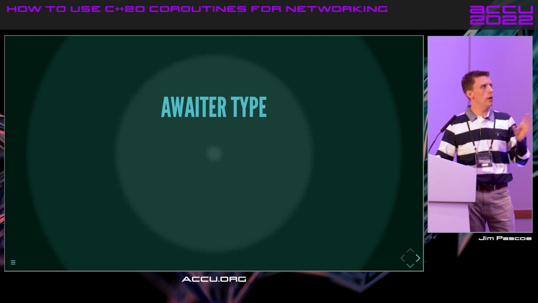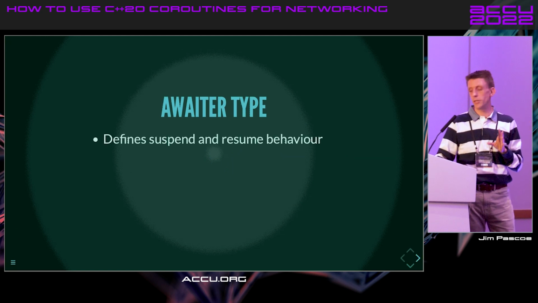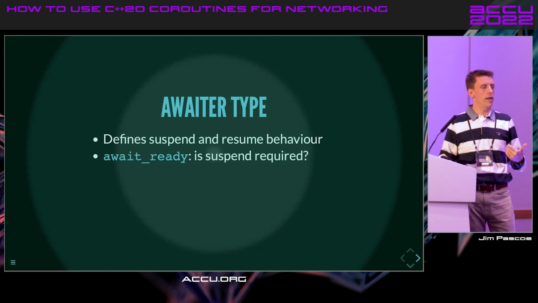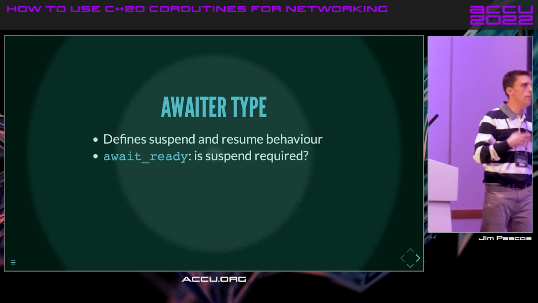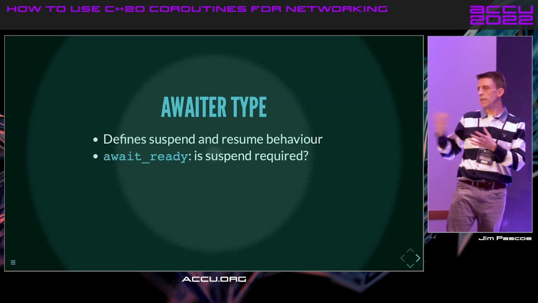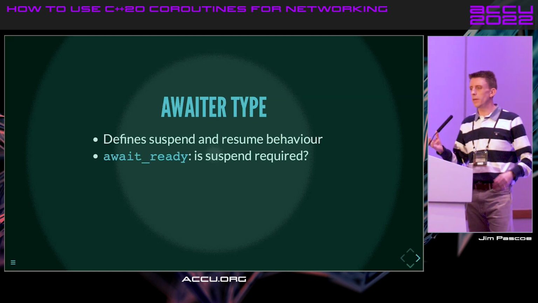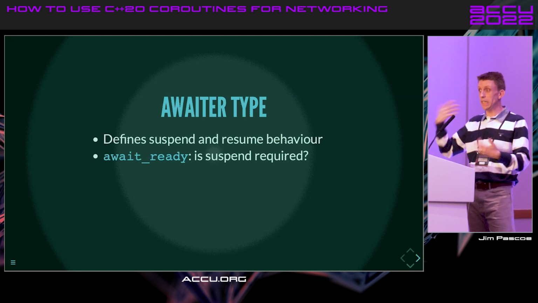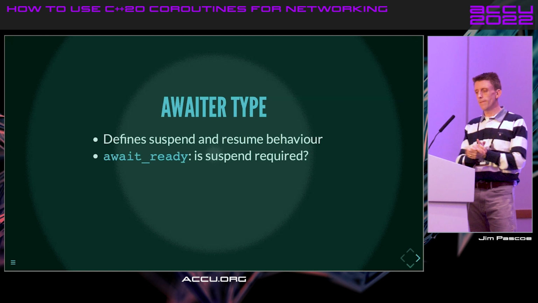Right, let's look at an awaiter type. So what this does is it defines the suspend and resume behavior. Yeah? And in particular, it defines three methods that are very important. So await ready, and this is a method that basically says, do we actually need to suspend the coroutine? I mean, if this result is already available, or it's going to be calculated synchronously, do we actually need to go through the suspension process, right? Because suspending a coroutine is obviously expensive.